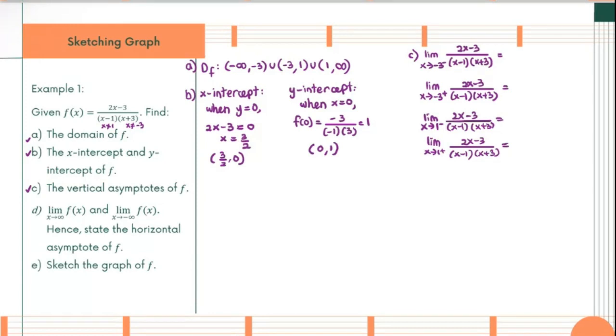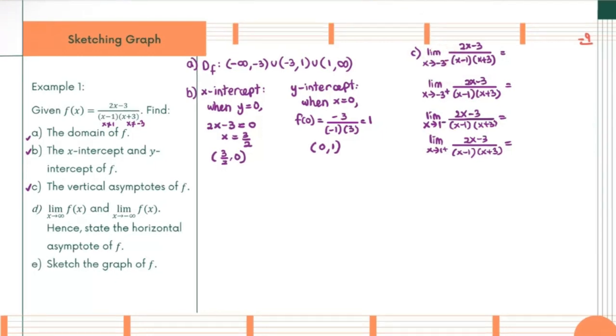Okay, bila kamu gantikan negatif 3 dekat sini. So 2 darab negatif 3 tolak 3. So negatif 6 tolak 3 kita dapat negatif 9. So saya ada negatif 9 bahagi dengan. So negative 3 from the left, kamu masukkan value negative 3.001. So I get the value will be 0 yang positive. So that means kat sini the value of the limit will be negative infinity sebab negatif bahagi dengan positif.